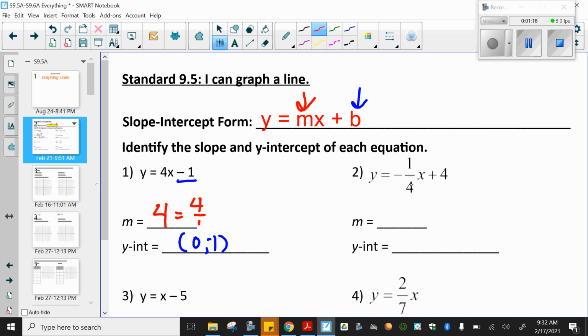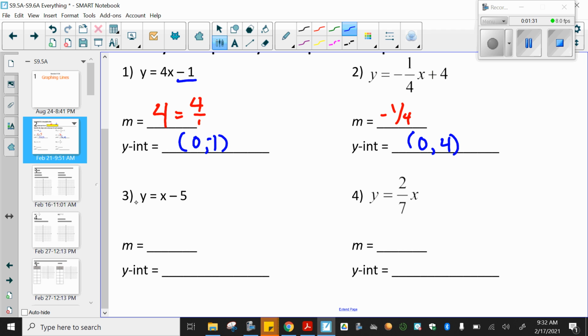Let's do the next one. So our slope is negative 1/4. It's already in fraction form. Our y-intercept, 0, comma, 4. All right, see how easy it is? We're just pulling stuff out. Let's do the next two.